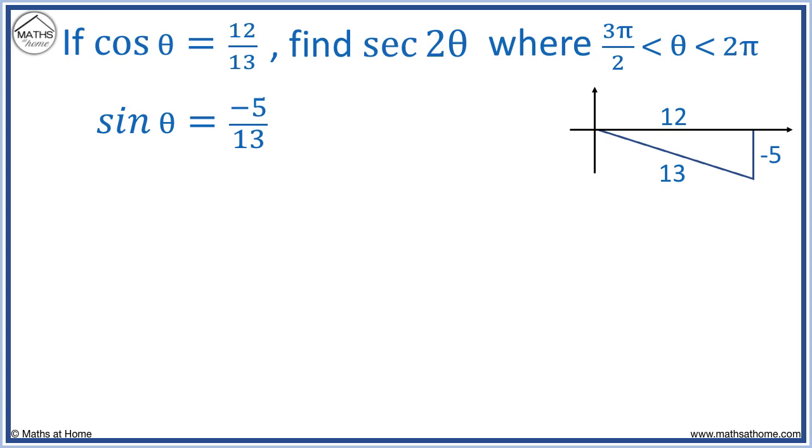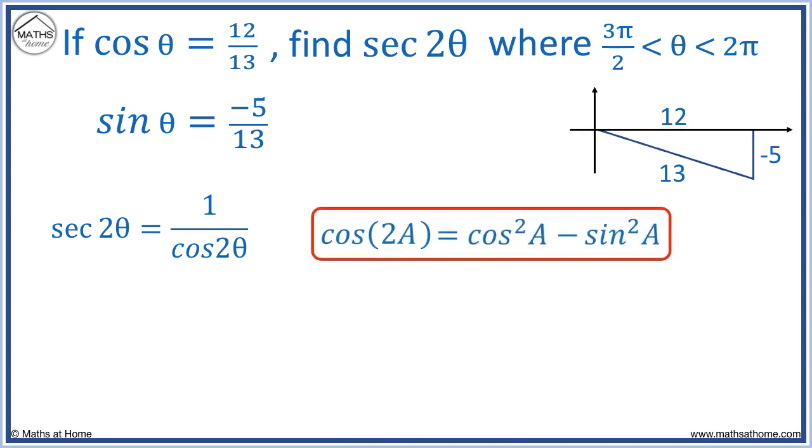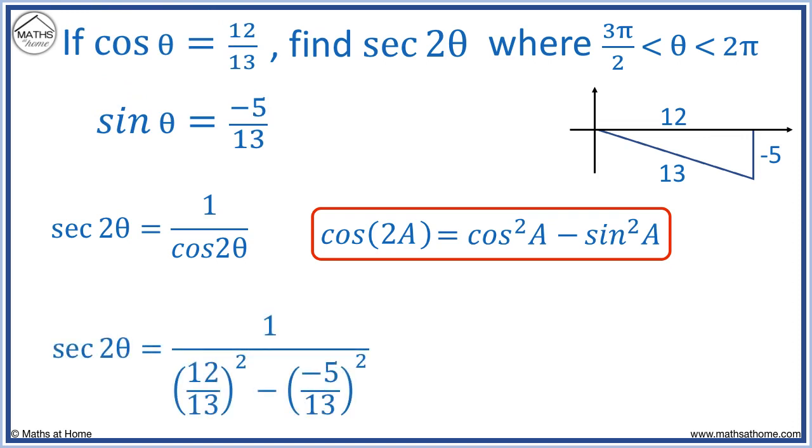Now sec is 1 over cos, therefore sec 2 theta is 1 over cos 2 theta. We use the cos 2 theta double angle formula to work it out. We just substitute the values of cos theta equals 12/13 and sine theta equals minus 5/13. We get 1 over 12/13 squared minus 5/13 squared.